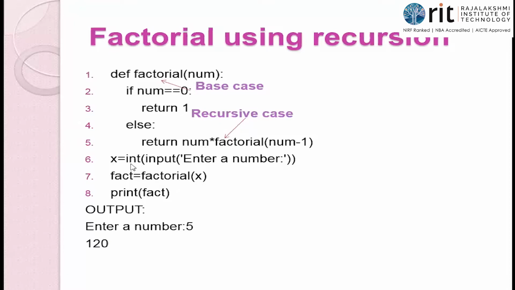That 120 is assigned to the fact variable. Then the 8th line will be executed: print of fact. So the value of fact, 120, will be printed. This is how the program gets executed. So this is the normal way of executing the function.